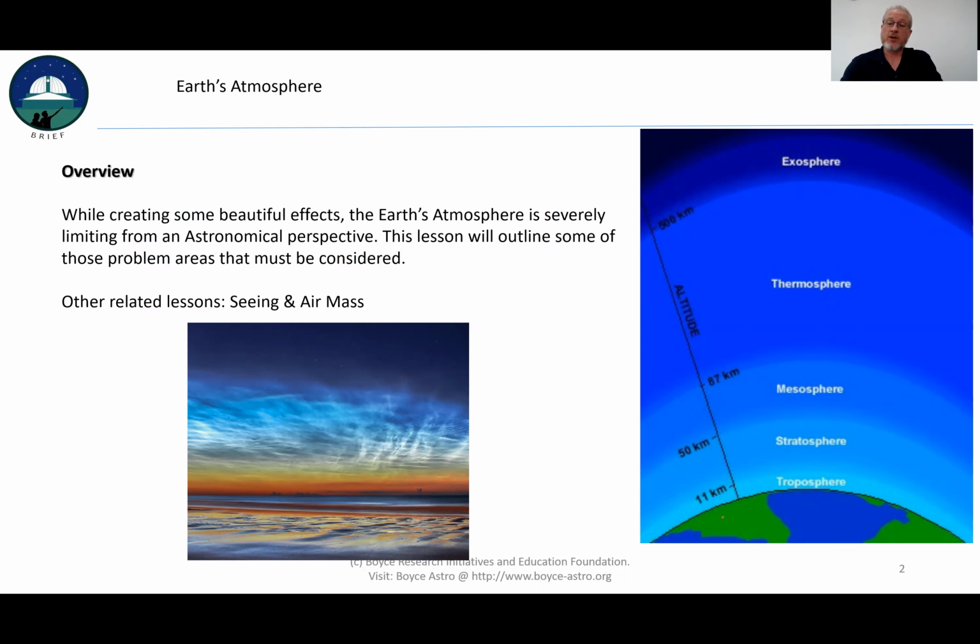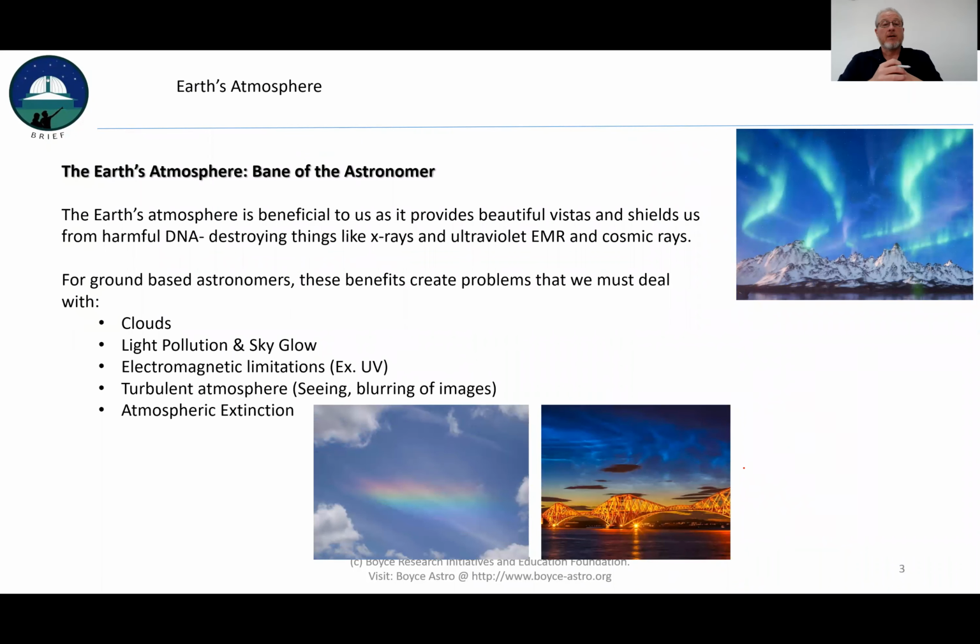While we live down here on the surface of the Earth, we have to view a stellar object out here all the way through these varying layers of the atmosphere: the exosphere, the thermosphere, the mesosphere, the stratosphere, and the troposphere. Throughout imaging through the Earth's atmosphere, a variety of effects can happen to our images, and we'll see examples of some of those here. Earth's atmosphere is beneficial to us as it provides beautiful vistas and shields us from harmful, DNA-destroying things like X-rays, ultraviolet electromagnetic radiation, and cosmic rays.